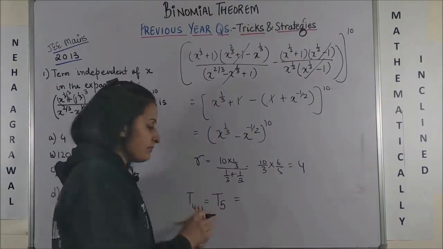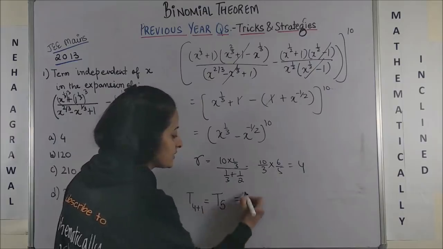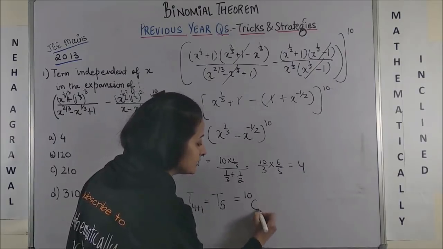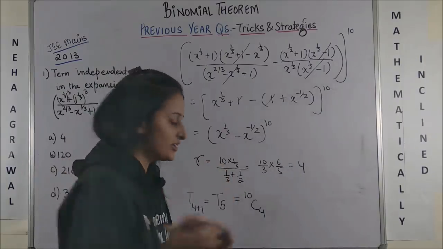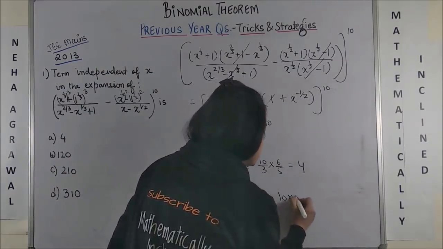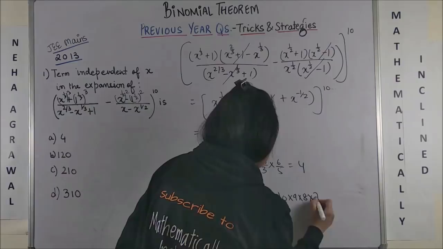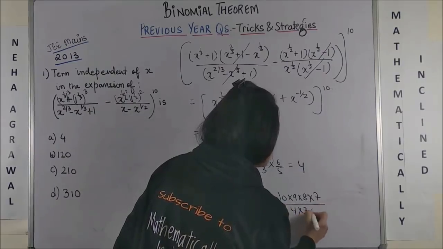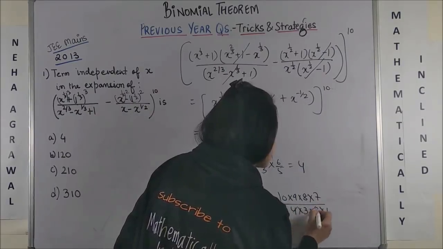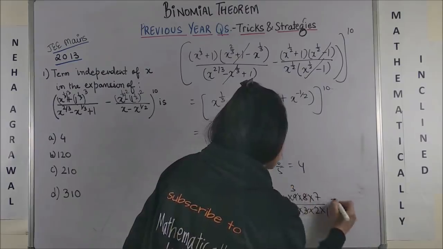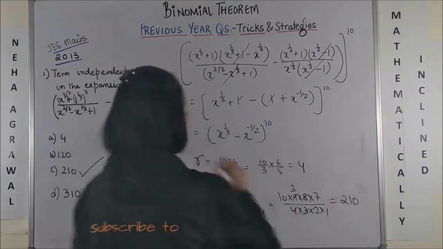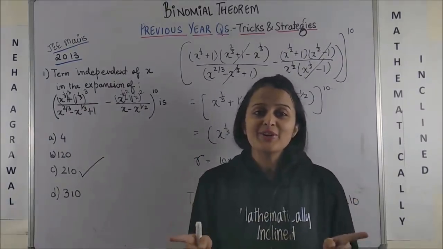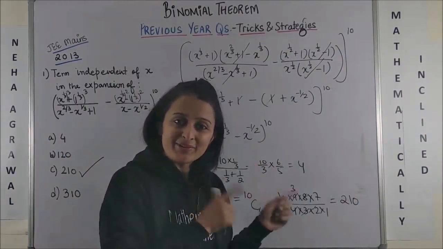So the term independent of x would be the fifth term, which will have the coefficient 10c4 because x's would get vanished. So 10c4 would be 10 into 9 into 8 into 7, and here 4 into 3 into 2 into 1. So this becomes 7 into 3, 21, 210, and bingo. C part is your answer. Please make a note.